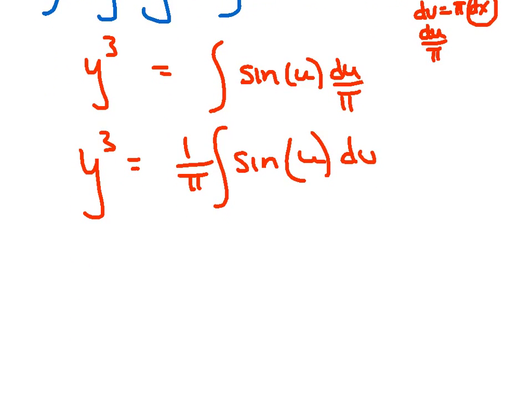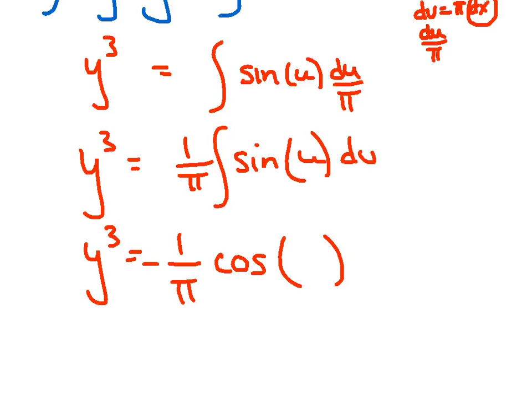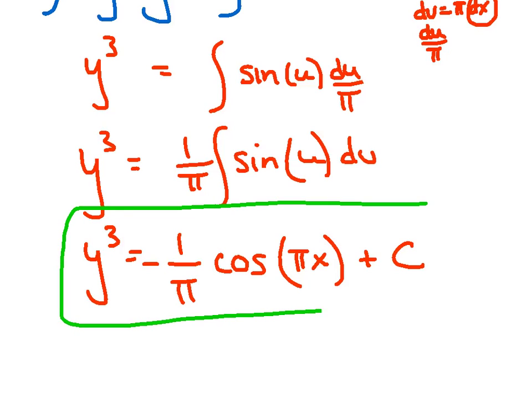Keep going. So I've still got y cubed here equals my 1 over pi. Now I can integrate. Who do you take the derivative to get positive sine? Well, hopefully you're saying negative cosine. So there's my negative cosine. And I'm going to substitute my u back in, which was pi x. And don't forget you have a plus c. All right, we'll box that in. We've done all of our integration. Our calculus is done at this point.